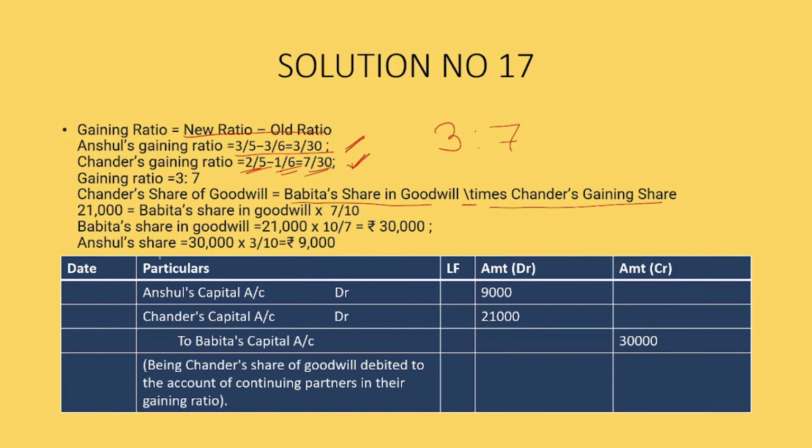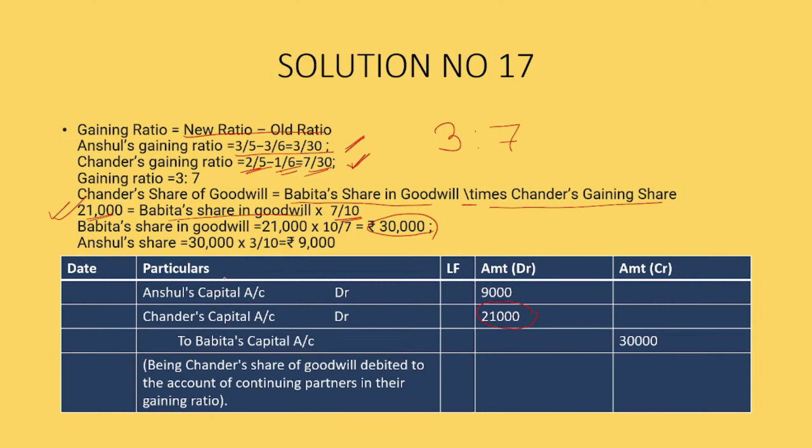Now Chandir's share of goodwill is equal to Babita's share of goodwill divided by the number of times Chandir's gaining share, that is 21,000, which is already given in the question. So 21,000 equals Babita's share in the goodwill into 7 by 10. From this equation we can solve Babita's share of goodwill, and the answer is 30,000.